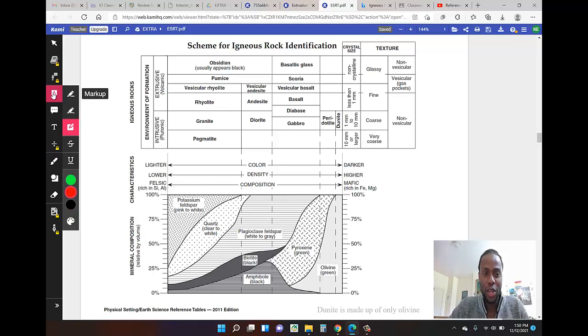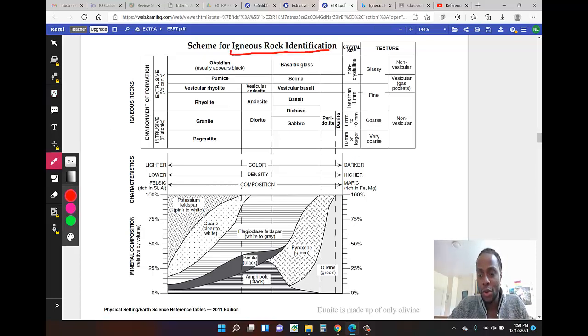Today we are going to be learning about the Earth Science Reference Table, Igneous Rock Identification Scheme. This is going to be on page number 6. So go ahead and take out your Earth Science Reference Table if you haven't, and let's rock and roll with this.